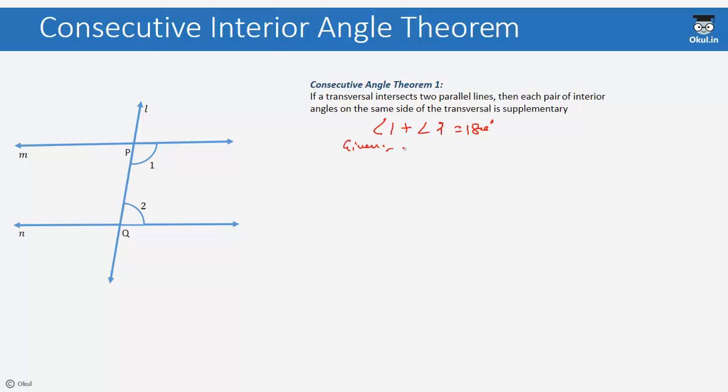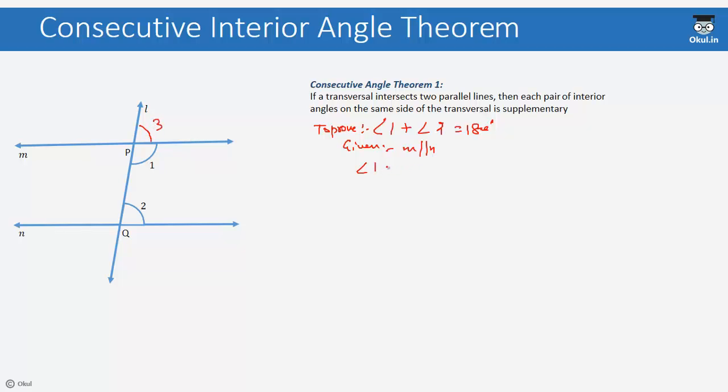So it is given already that M is parallel to N, and we need to prove that angle 1 plus angle 2 is 180 degrees. In order to prove this, at first let me name the angle which is formed by L on M as angle number 3. That is this angle. This is angle number 3.